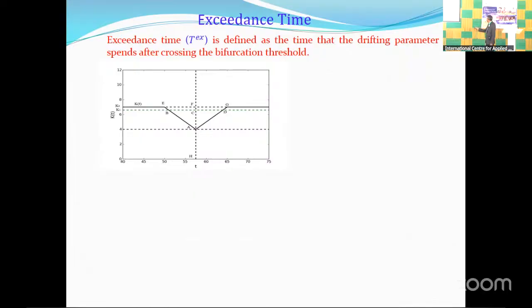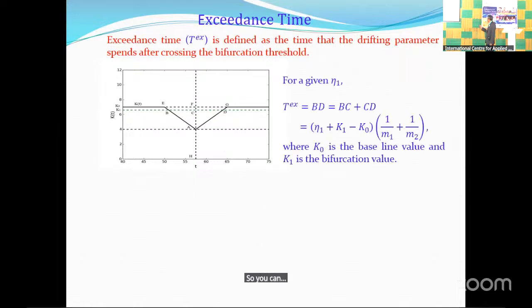So look at this. This green curve is the bifurcation threshold, and this is the drifting parameter. The parameter crosses the bifurcation value at B, and then when it returns, again it crosses the bifurcation value at D. So this BD is the accident time. Horizontal axis represents the time. So BD is the accident time. So this accident time is very important for your system to tip.